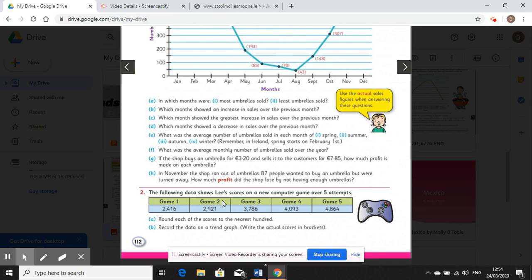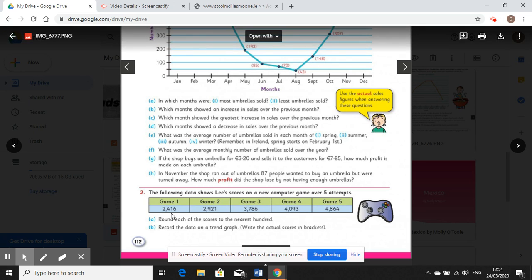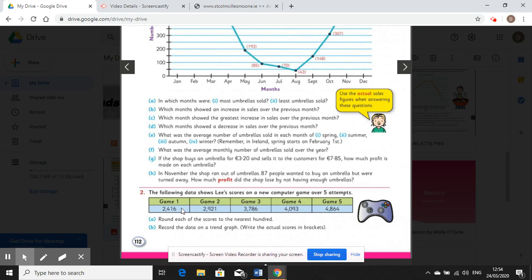Now, question number 2, this is quite tricky because the following data shows Lee's scores on a new computer game over 5 attempts. So we have game 1, game 2, game 3, game 4, game 5. So here are his scores. Now, what we're going to have to do is round each of these scores to the nearest 100. So look at the first one. What might that be to the nearest 100? So we have 2,416. So is it closer to 2,400 or 2,500? What do you think? The answer is 2,400.